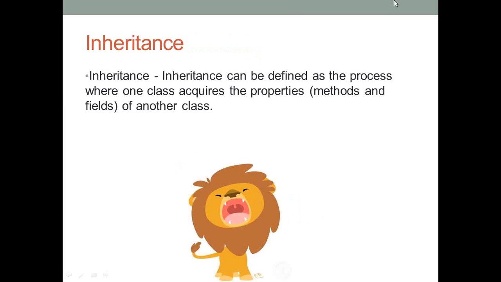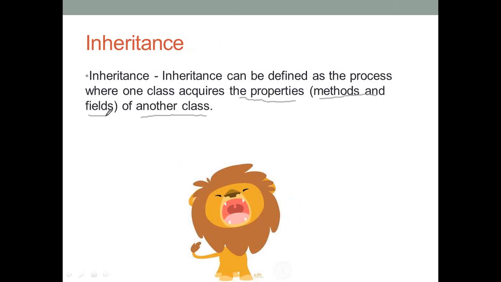Okay, now moving on, the further concept which we are going to study is inheritance. Let us see what the definition says and then we'll see what it actually is. Inheritance can be defined as the process where one class acquires the properties of another class. When we say acquires the properties, we mean methods and fields.